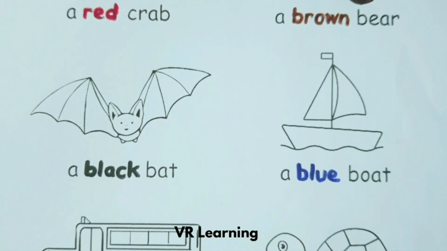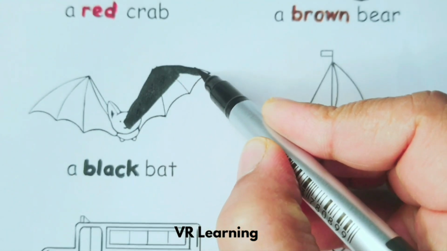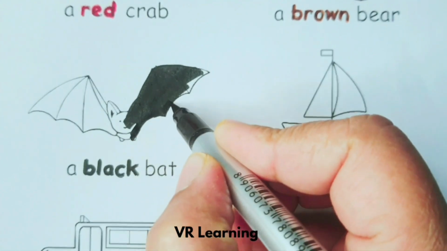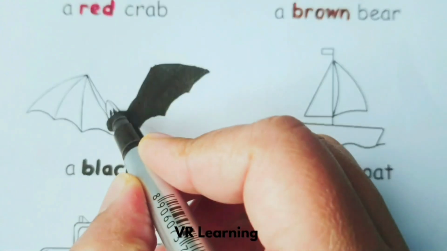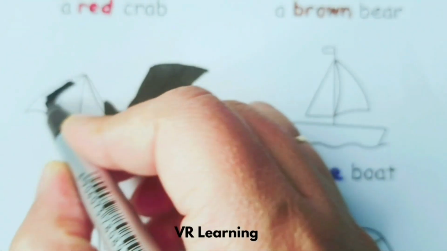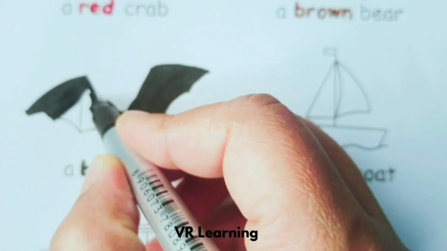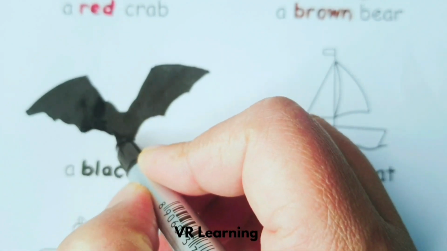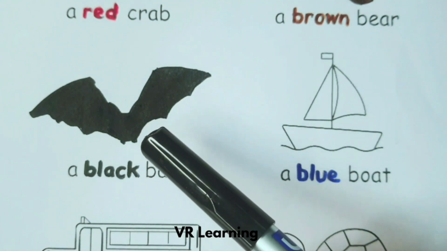A black bat. Let's color the bat in black color.